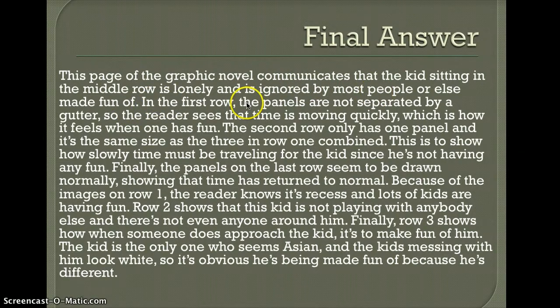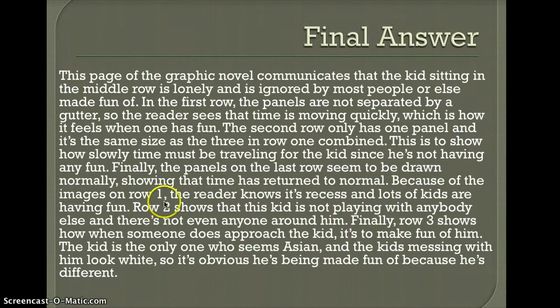In the first row, the panels are not separated by a gutter, so the reader sees that time is moving quickly, which is how it feels when one has fun. The second row only has one panel, and it's the same size as the 3 in row 1 combined. This is to show how slowly time must be traveling for the kid since he's not having any fun. Finally, the panels on the last row seem to be drawn normally, showing that time has returned to normal.